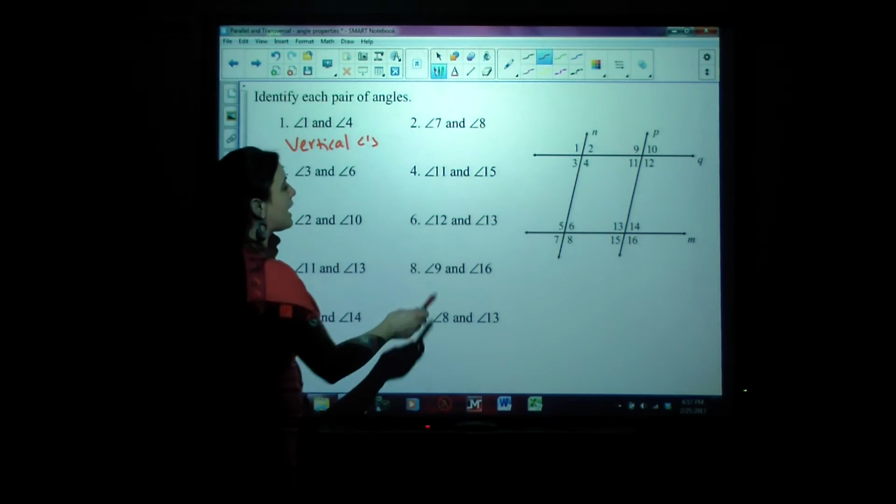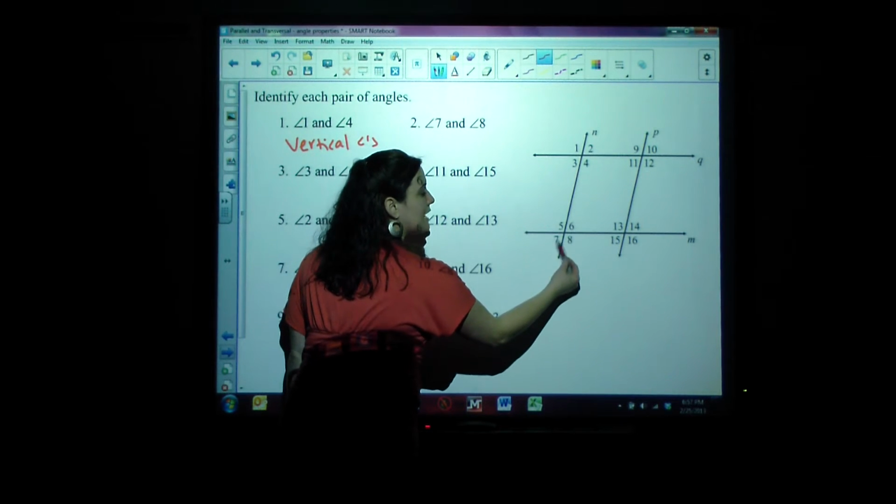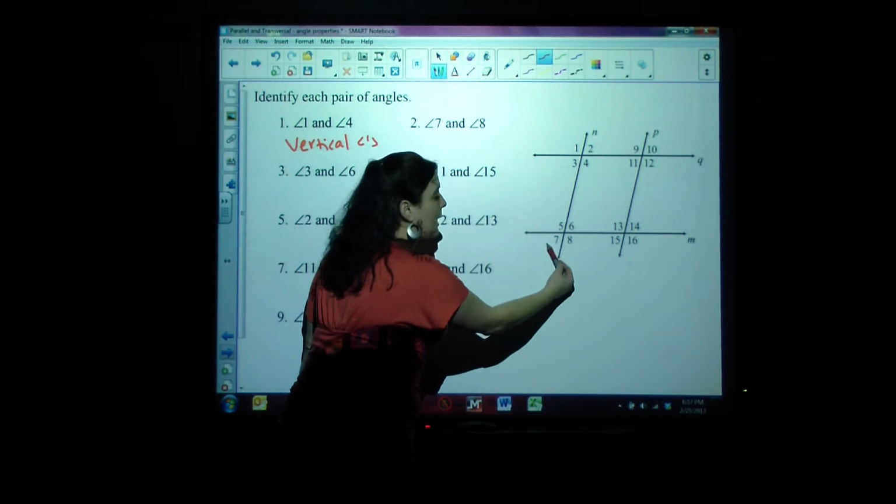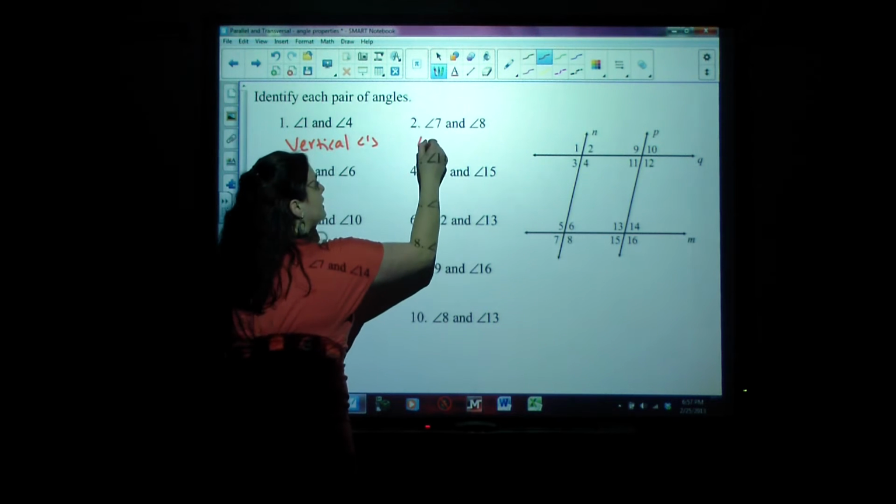All right, 7 and 8. 7 and 8 are on the same intersection, but they are adjacent. They're right by each other. They're touching. That's a linear pair.